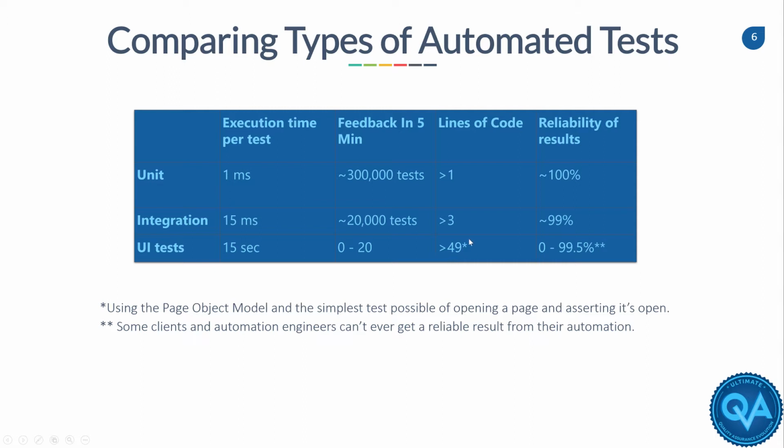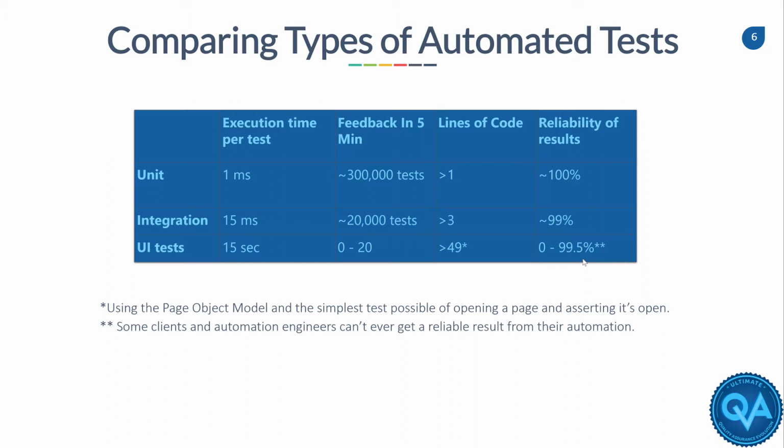The simplest of UI tests can be 49 lines of code. Of course, that's plus or minus again, but this is just a very simple test. Opening up a browser, navigating to a page and asserting that it's open is 49 lines of code, and it can have a very low reliability of 0% to a pretty high reliability, but still not as reliable as unit tests. And the reason why there is such a big range is that there are some automation engineers that do automation not following best practices.